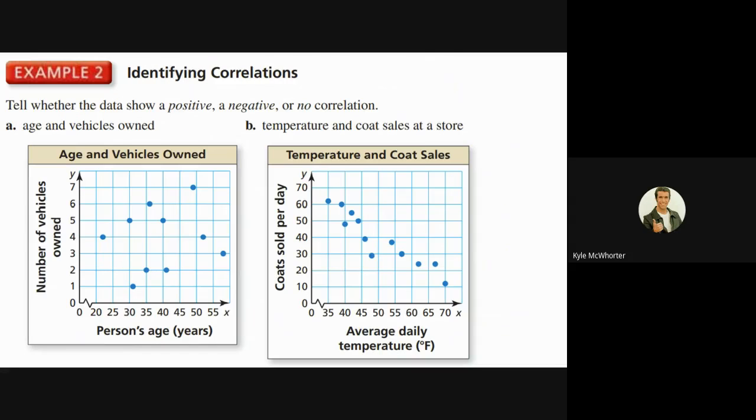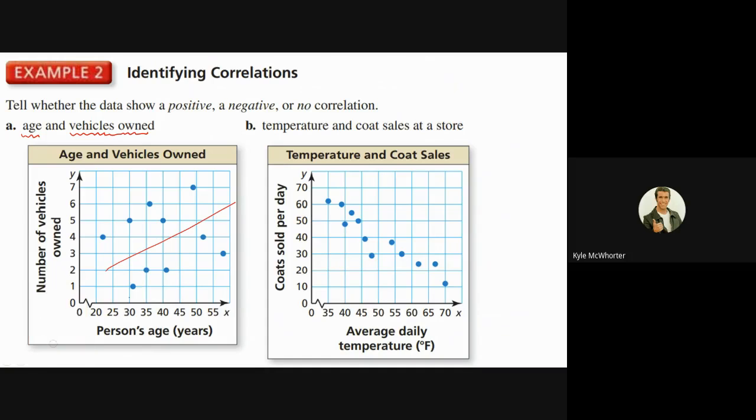Here's an example. Whether the data show a positive, a negative, or no correlation. And then you can look at the graph and you can also think about the actual variables that are being related to each other. Right? So if you look at this graph, it kind of looks like maybe it's sort of going up to the right. Ish. If I drew a line right here, you might be able to argue that those points kind of follow that line, right?